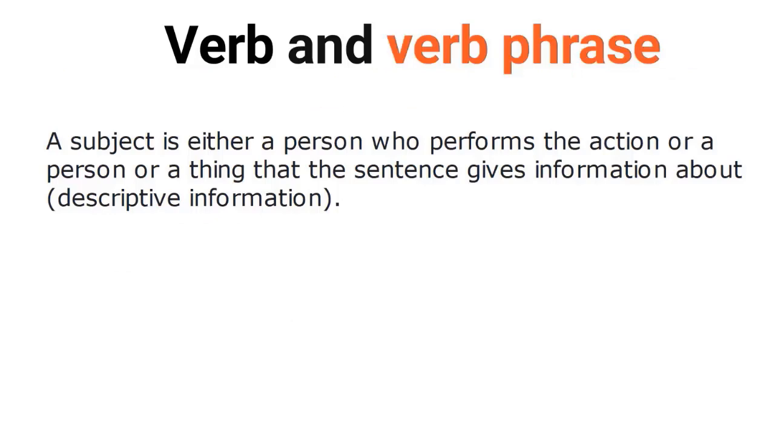Let's start with the very first one, verb and verb phrase. We all know what a verb is. What is a verb? It is a word that either indicates what the subject does or shows the state of the subject or links the subject to its complement. Now, what is a verb phrase? It's a combination of a helping verb, also known as an auxiliary verb, and a main verb. Let me show you some examples of how verb phrases are a part of the predicate.